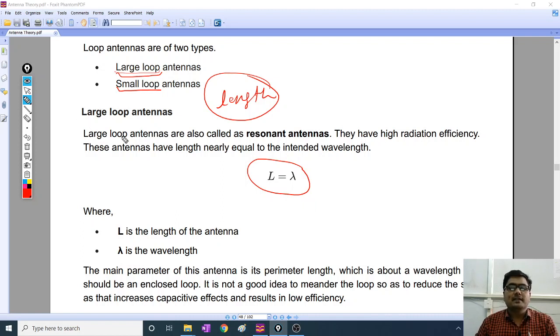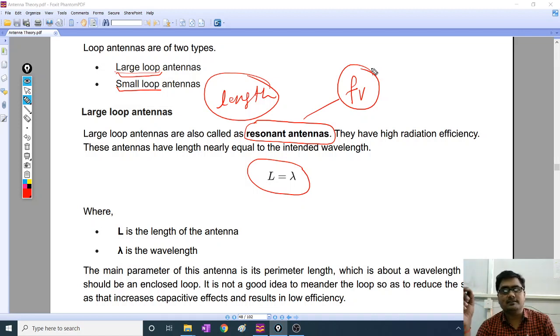Now look at this, loop antennas are also called resonant antennas. Why are they resonant? Because they work for a particular frequency. They are not broadband antennas as such. For a particular frequency, they will give you maximum gain or maximum directivity. That is why they are resonant antennas.